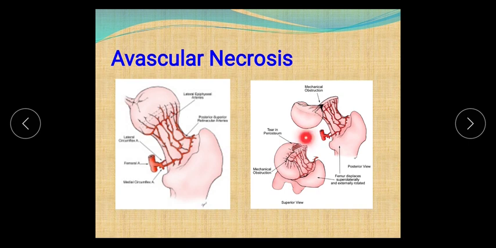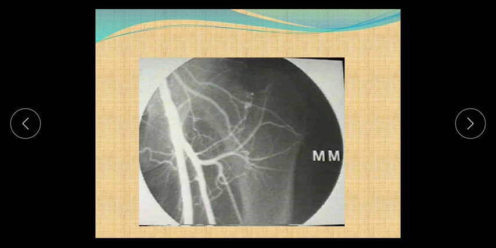When there is a fracture of the neck or head of the femur, the arteries are destroyed and the blood supply is hampered. Even if it is an incomplete fracture, the vessels in the remaining portion are obstructed and thus there is loss of blood supply to the head, and this gives rise to AVN. This is the arteriogram showing the blood supply to the neck and head of the femur.